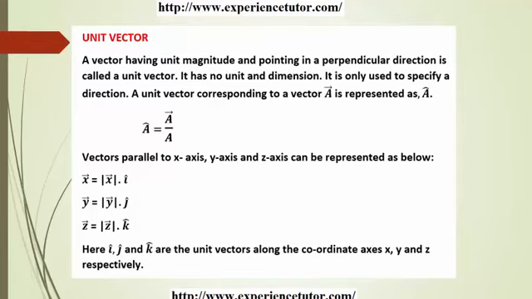Vectors parallel to x-axis, y-axis and z-axis can be represented as below. X is equal to modulus of x into i, y is equal to modulus of y into j, z is equal to modulus of z into k. Here i, j, k are the unit vectors along the coordinate axes x, y and z respectively.